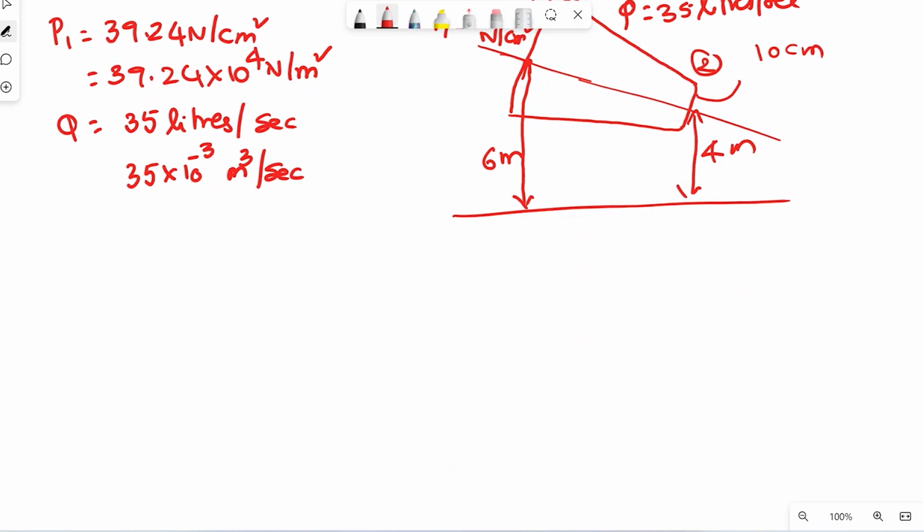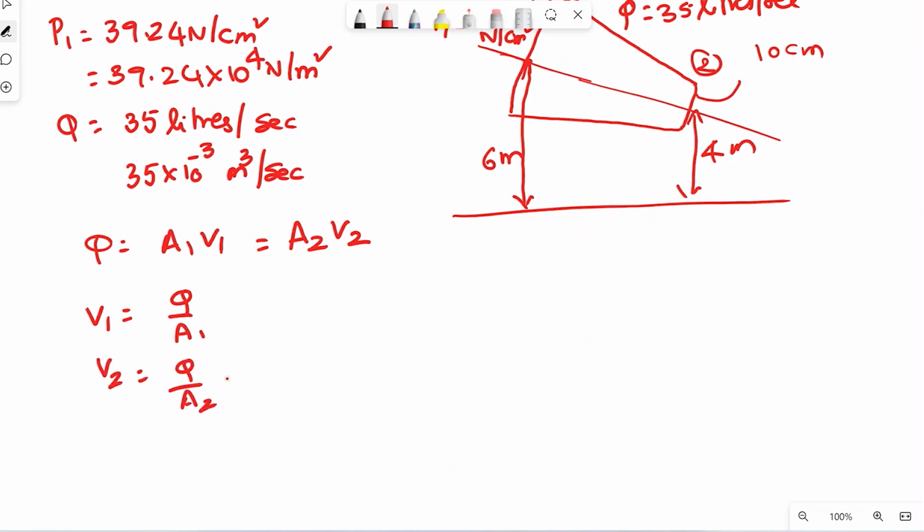Then naturally, the next thing for me is what is the velocity at section 1, what is the velocity at section 2. So we use the continuity equation. Q is equal to a1 v1, which is also equal to a2 v2. So now v1 is equal to Q by a1 and v2 is equal to Q by a2. Q is already known for us, that is 35 into 10 to the power of minus 3, by area at 1. He has given 20 centimeters, so pi by 4 into 20 centimeters, converted into meters, it is 0.2 whole square. So velocity at section 1 will be 1.114 meters per second.